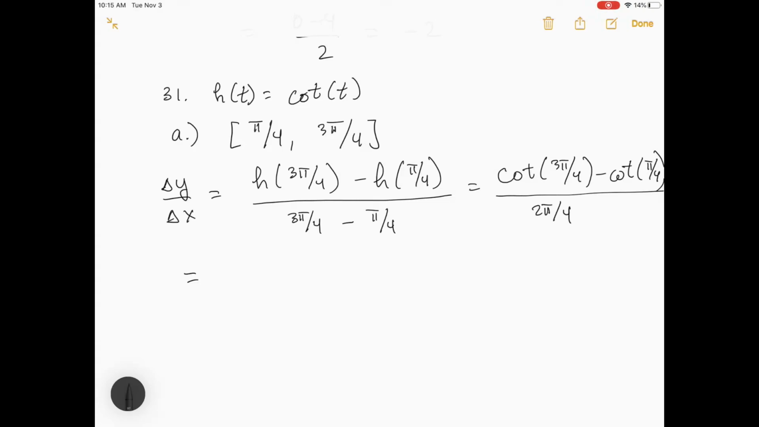Cotangent 3 pi over 4 is equal to minus 1. Cotangent pi over 4 is equal to 1. And the denominator I have is pi over 2, so the result is going to be equal to minus 4 over pi.